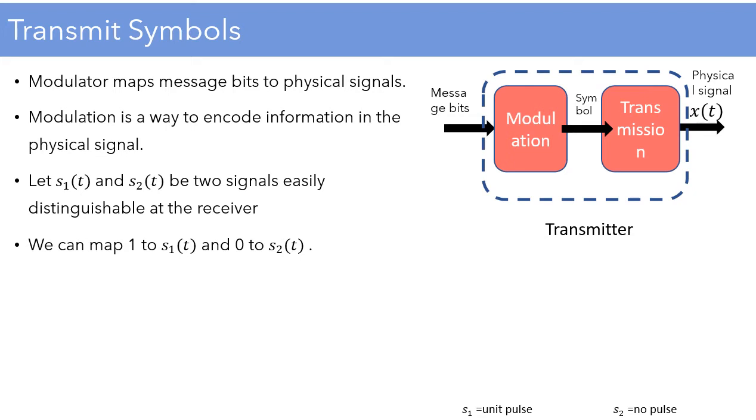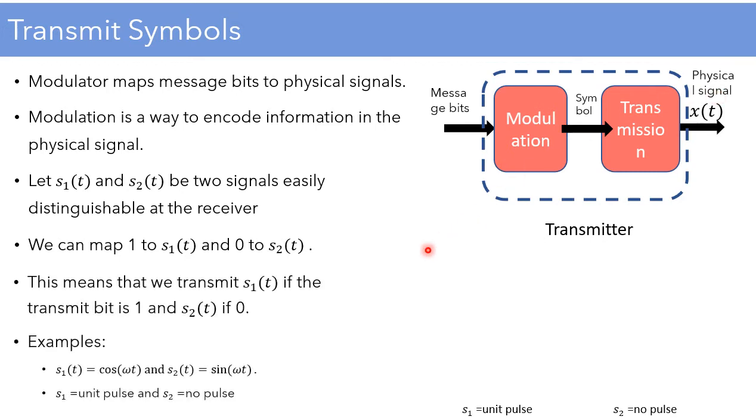And so what modulation actually does, it converts your message bits, especially a particular bit 0 or 1, to a symbol. Here s1 and s2 are two symbols, and then this symbol is converted, using some antenna or whatever your transmitter is, to a physical signal which is being sent. Right. So this means we transmit s1(t) if the transmit bit is 1, s2(t) if it is 0.